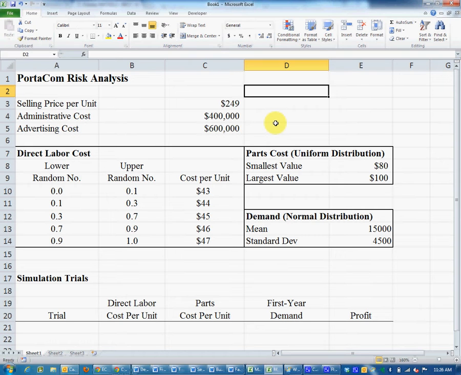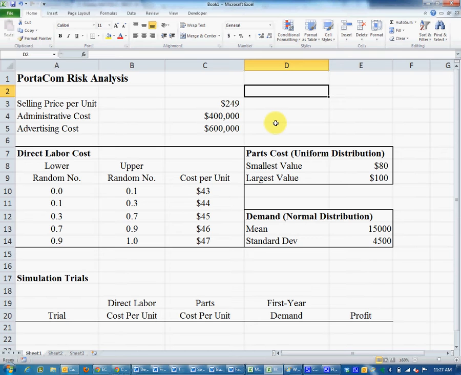So let's look for a second at what that is. Basically, let's find where they give us this data for Portacom. Yeah, on table 12.1. This is what it'll often look like when they give it to you. It says direct labor cost per unit, on page 541. At $43, the probability is 0.1. At 44, it's 0.2. At 45, it's 0.4, and so on.